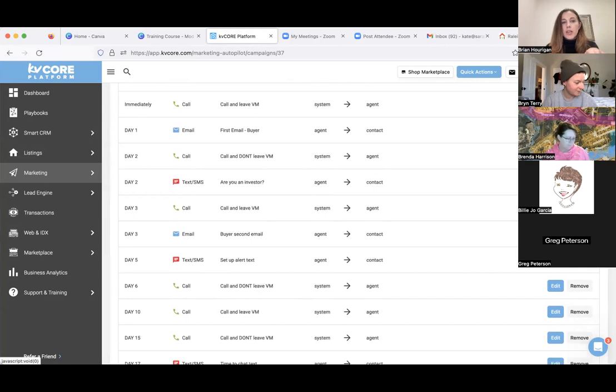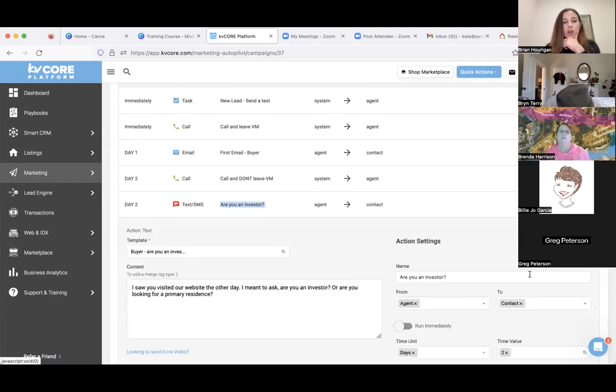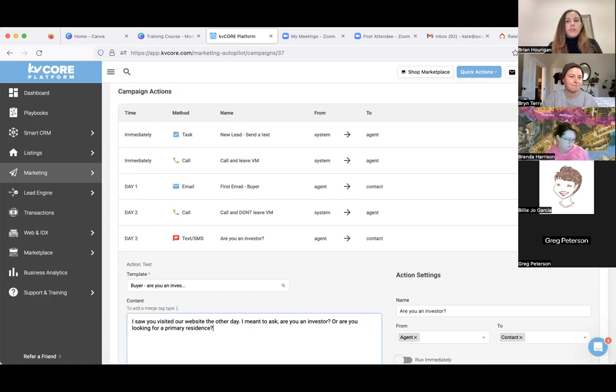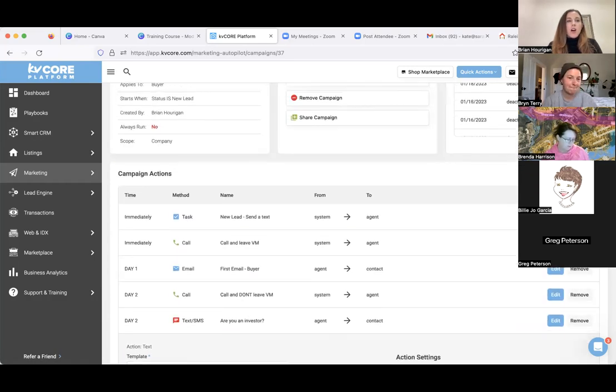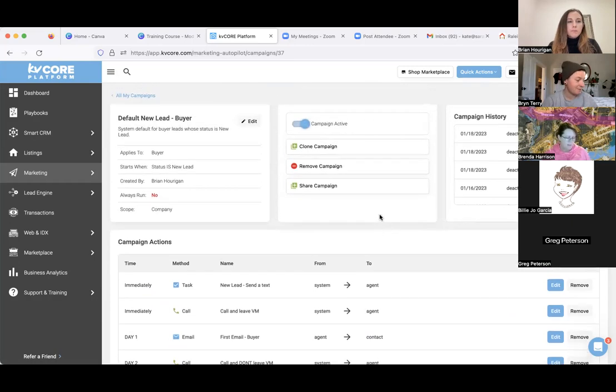Now, if we want to see what it is, for example, that's a task. Let's go down here. It will show us what the text is that will be sent. Are you an investor? I saw you visited my website. It'll show you what they will send and you can edit that. Now you can also come in and create your own campaigns if there's stuff that's worked for you in the past, or if you're really big on open houses and you want to make a specific campaign for these, right? You can go in and make different automated activities, automated texts, to-dos, etc. for yourself.